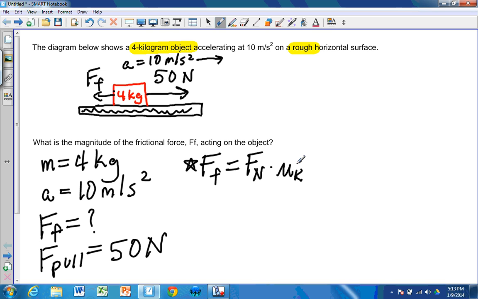Because without those surfaces, you have no way of finding this. Now, the only exception to that is if they ask you to solve for the coefficient. So the only time you will ever use this formula in the absence of being told the surfaces is if they're asking you to solve for the coefficient.